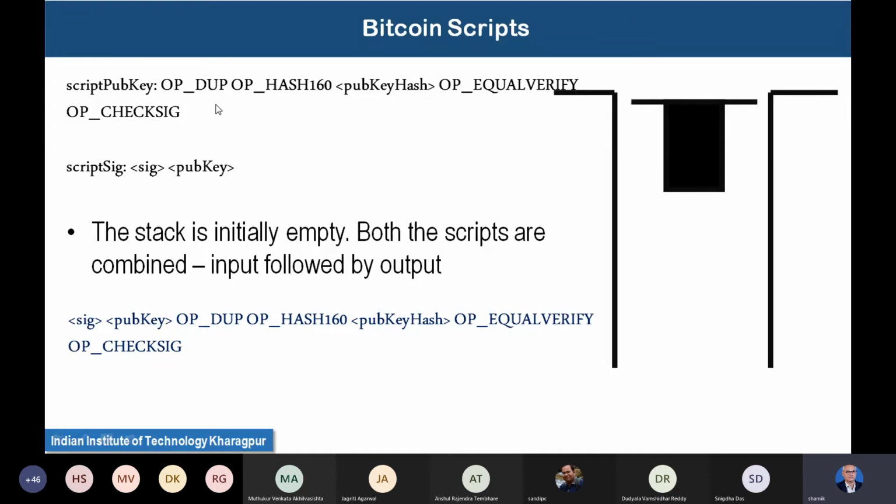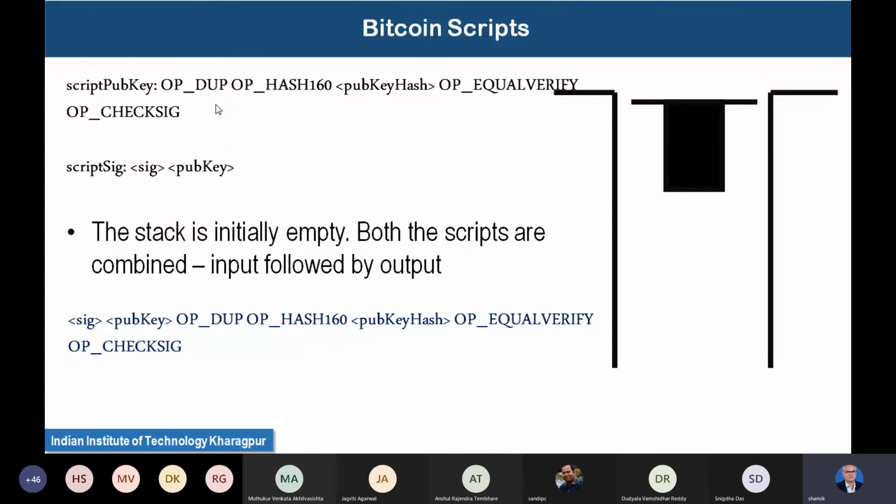This is a simple language. It has got a limited number of features. It does not support loops and so on, and it is meant to be secure, because with loops there might be infinite loops. So it is very simple. It uses operations like OP_DUP and OP_HASH160 and so on. We'll explain what they mean.